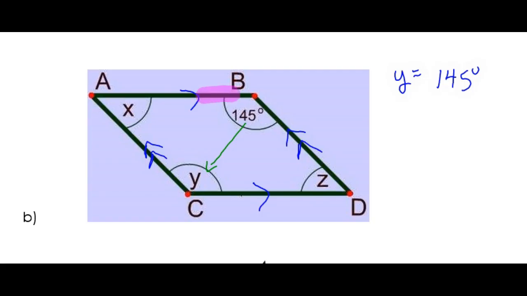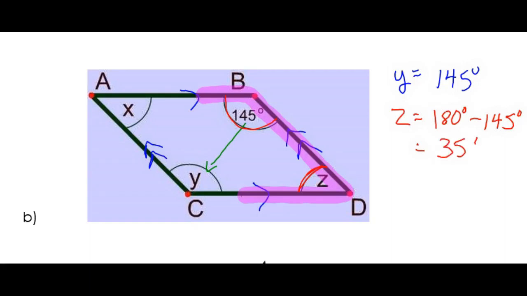Well, I can try to see some C patterns here. I know that these co-interior angles, 145 degrees and angle Z, have to add up to 180 degrees. And so Z is going to be 180 degrees minus the 145 degrees. Right? So 180 minus 145. So 180 minus 140 is going to leave me with 40. Minus 5 more will leave me with 35 degrees.